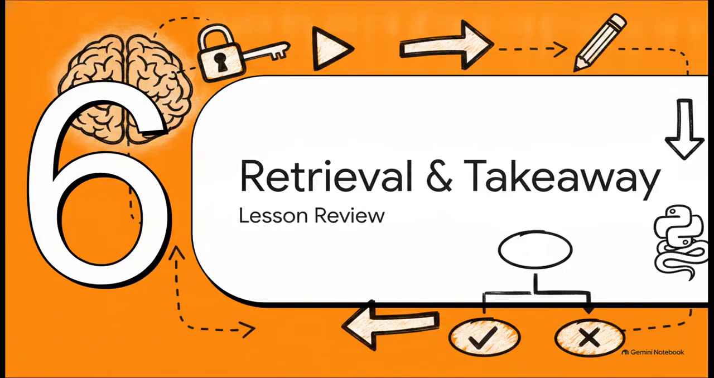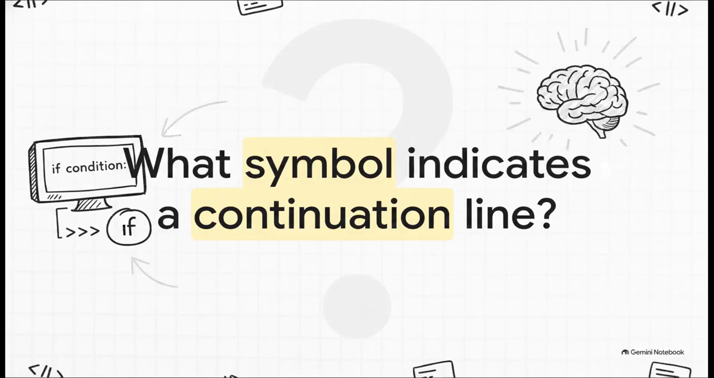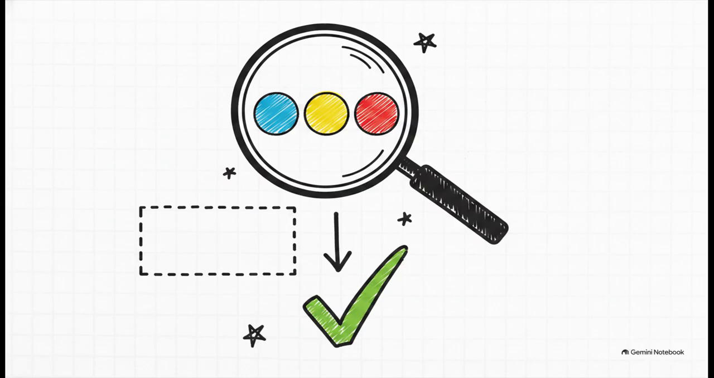Let's wrap this up. Section 6. Retrieval and lesson takeaway. Let's lock in this specific workflow knowledge before you go off and write your own logic. Take a quick second to test your memory. Imagine you're typing your if statement into the terminal. What exact symbol indicates to you that the interpreter is waiting for your indented suite? Did you guess it? If you remembered the 3 dots of the secondary prompt, you absolutely nailed it. Awesome job!